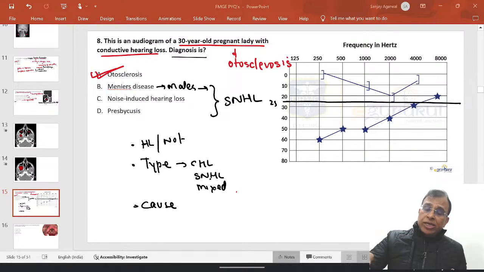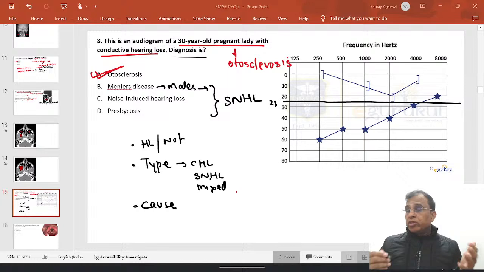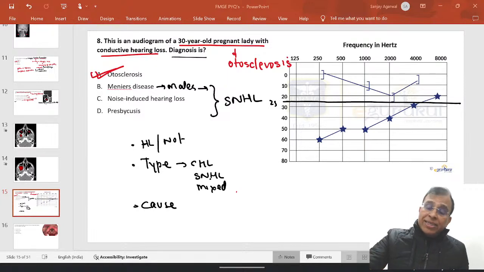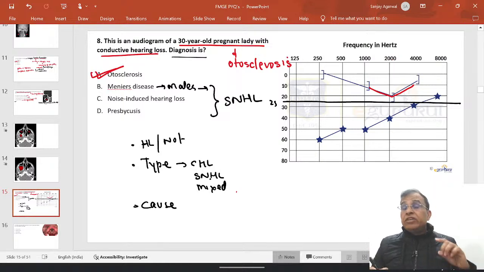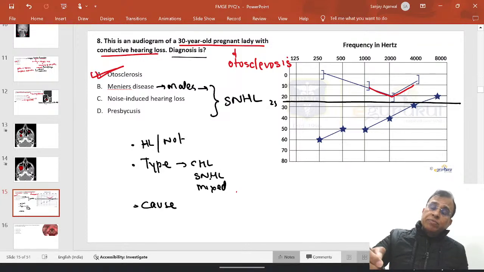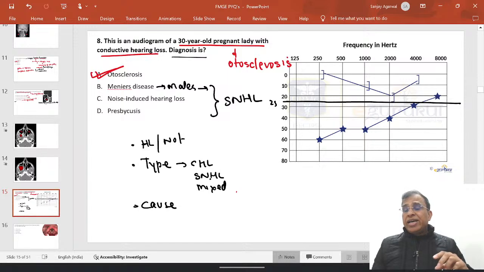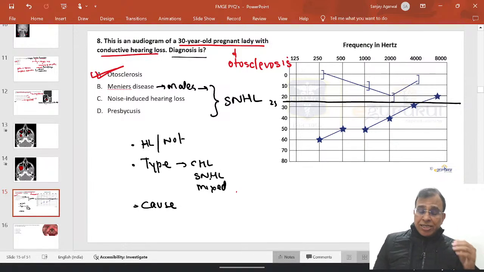Then there are some special audiograms. Like, what is the specialty of this audiogram? There is a hearing loss. We know this because there is a graph below the 25 mark, and there is a dip at 2000 Hertz, which is called Carhart's notch. And Carhart's notch is giving the diagnosis. It is telling you it is otosclerosis. So sometimes the audiogram may have this kind of special finding by virtue of which we can make a diagnosis, like in this case.